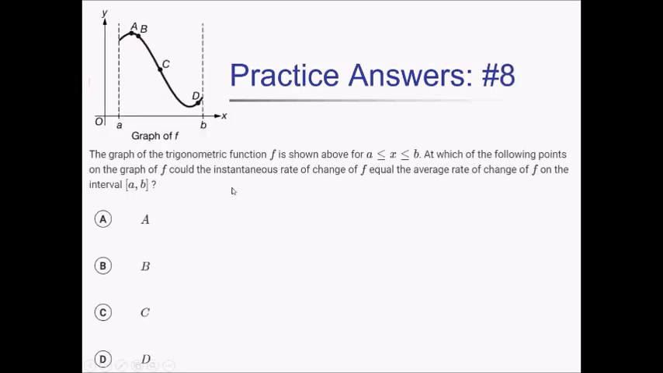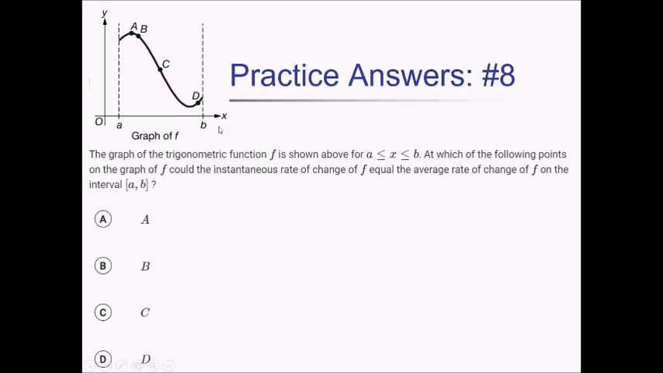On this problem, we're given the graph of a trigonometric function f on the interval from a to b, which they're not really telling us what that is, but whatever. At which of the points on the graph could the instantaneous rate of change equal the average rate of change over the interval from a to b? So we're basically asking, where is the IROC going to be the same as the AROC for this whole interval?